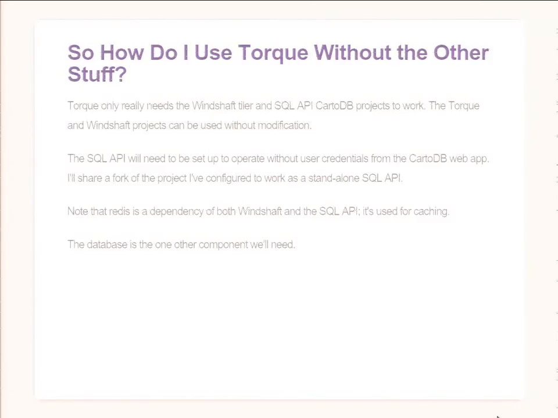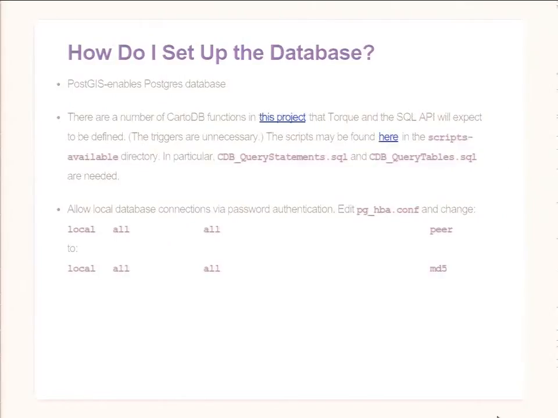Both Windshaft and the SQL API are using Redis for caching some information, so that is a dependency for our setup. And the database itself is pretty straightforward. It's your standard Postgres database with the PostGIS extensions installed. There were a few extra functions from one of the other CartoDB projects that I found necessary to install on the database, so you could have those available. And also, for the SQL API, allow password authentication to the database. Assuming that they're both running locally, I could just do that for local connections.